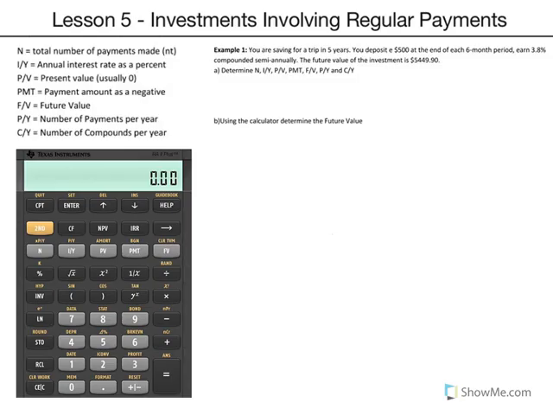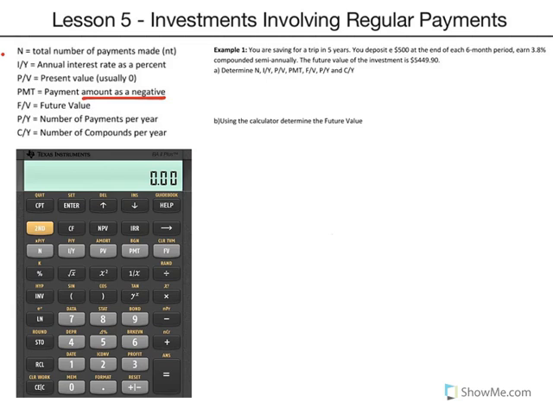So what you have to become familiar with is all the words. N is the number of total payments made. You take that by taking the number of payments per year and times it by how many years. IY is the annual interest rate as a percent. PV is present value. It's usually 0. Payment is how much you're paying, and we always put it in as a negative. Future value is what you want it to be in the future. PY is the number of payments per year. CY is the number of compounds per year.